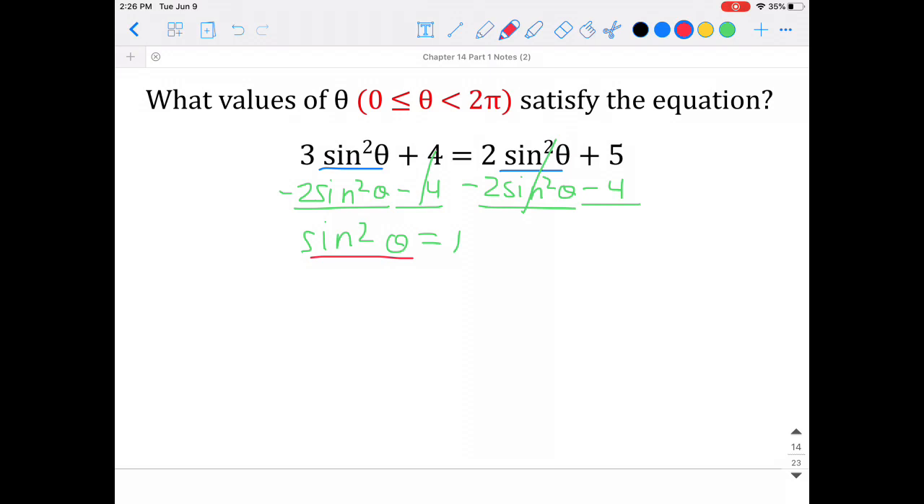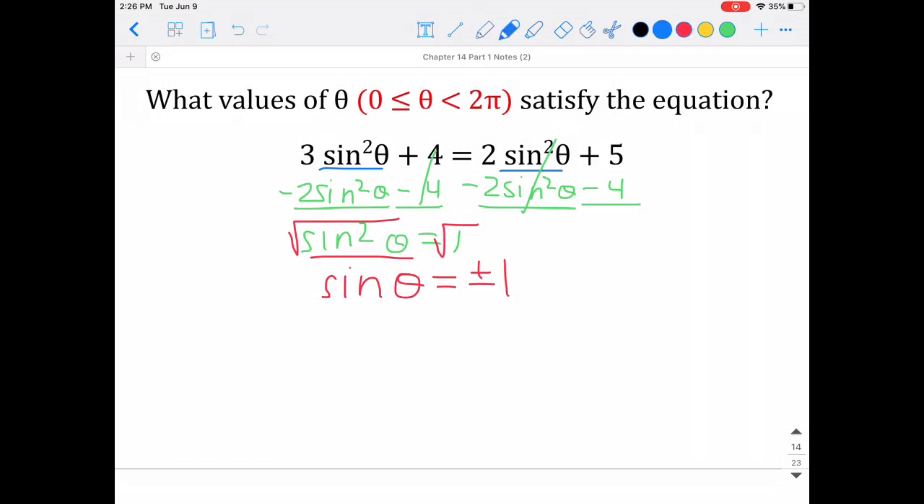Now to get rid of that squared, we're going to take the square root of both sides, and we're left with sine of theta is equal to positive or negative 1. Very important. Don't forget that plus or minus. You need that because that's going to give us more than one solution. You can't forget when we're squaring, we can plug in a positive or a negative value. So don't forget about that.